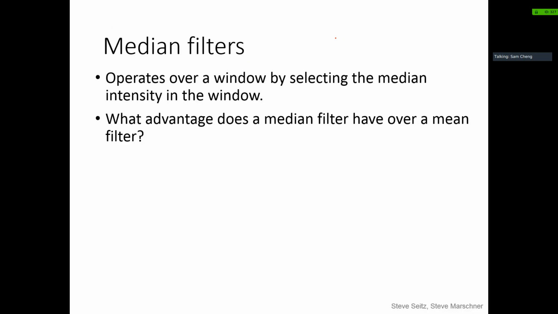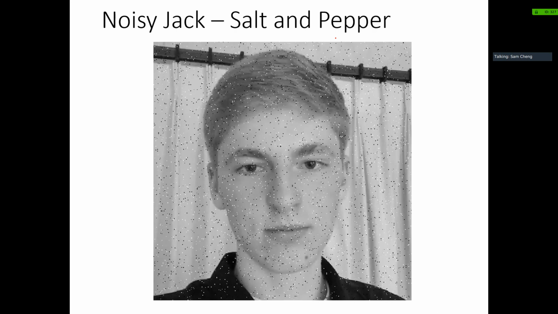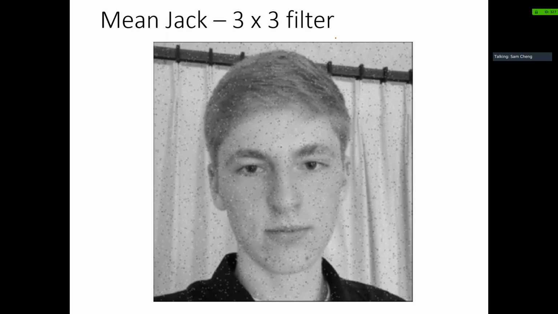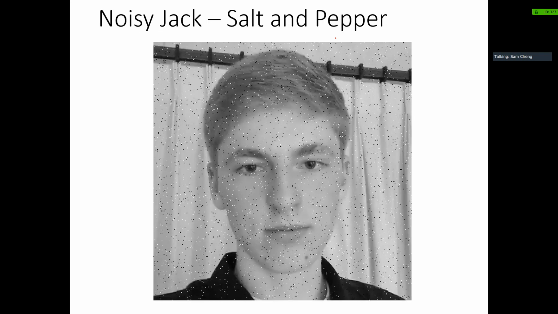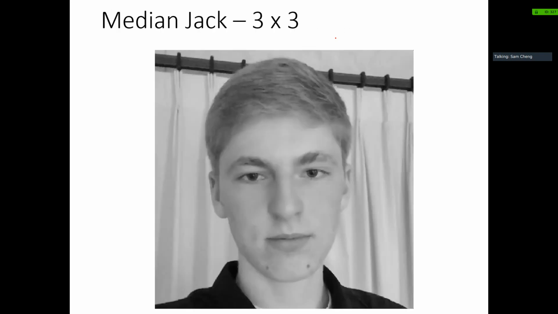We should just sort the pixels here. The values are 1, 1, 1, 2, 2, 3, 4, 5, 9, right? The median will be the middle one, so it will be 2. The median filter is very useful to remove so-called salt and pepper noise. If I do a 3 by 3 box filter on this image, it doesn't do very well, and an even larger box filter is similar. But if I use a 3 by 3 median filter, it can remove that very efficiently.